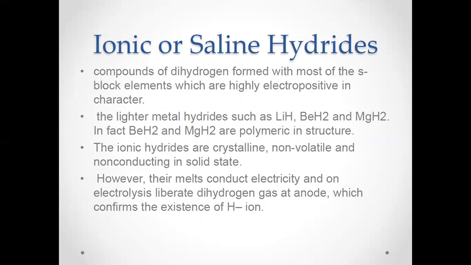Let's just start with the ionic or saline hydrides, or salt-like hydrides. These are compounds of dihydrogen formed with most of the s-block elements, which are highly electropositive in character. These compounds are formed when dihydrogen reacts with the highly electropositive elements. So they will form ionic hydrides. The lighter metal hydrides are such as LiH, BeH2 and MgH2.